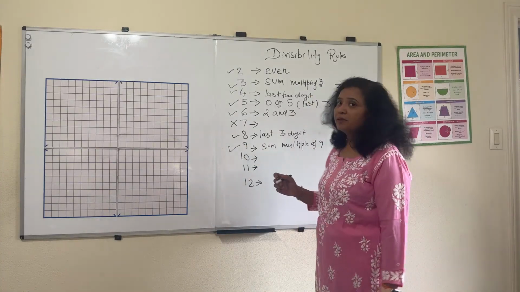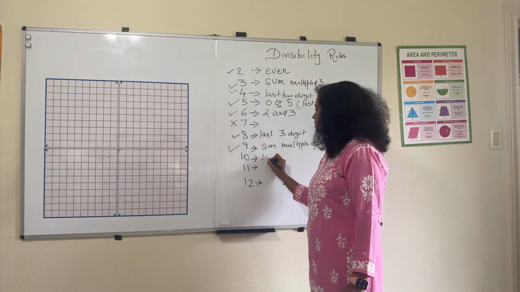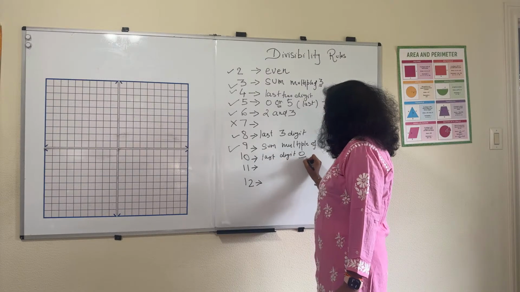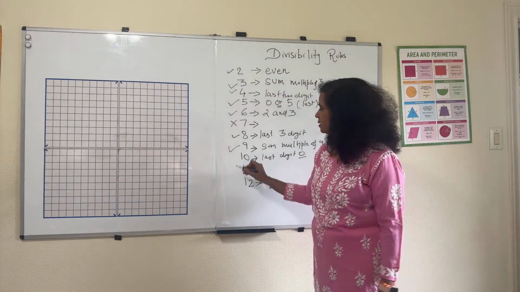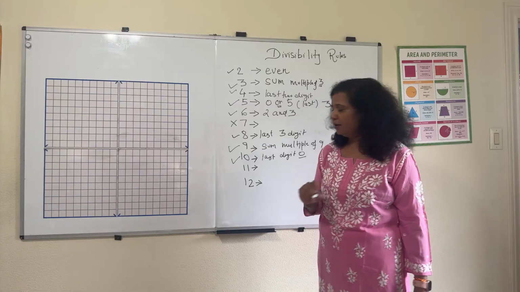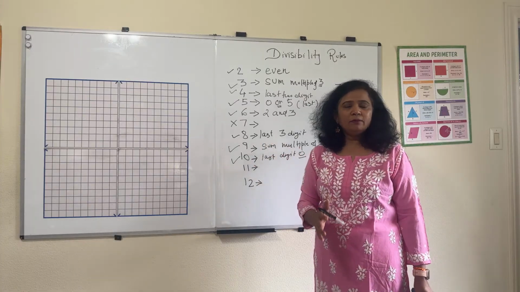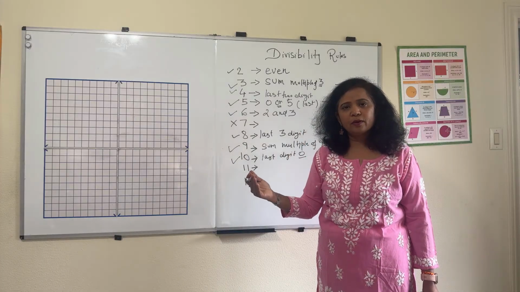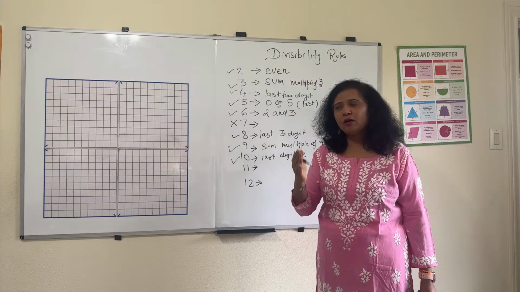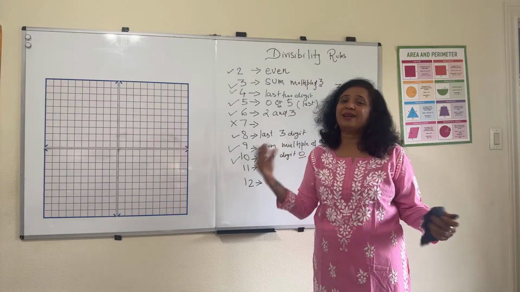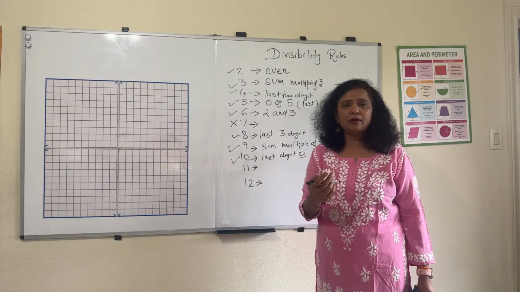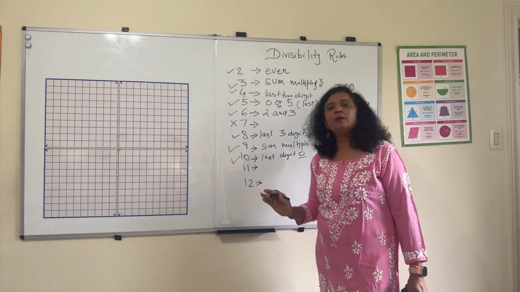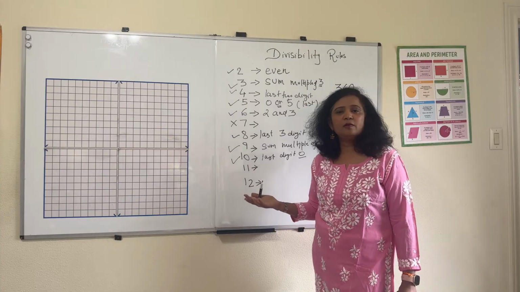And for 10, the last digit has to be 0. So this number is divisible by 10. For 11, the rule is that you take the alternate digits, one set and the other, sum them separately and subtract them. If that result or the answer is a multiple of 11, that number is divisible by 11.